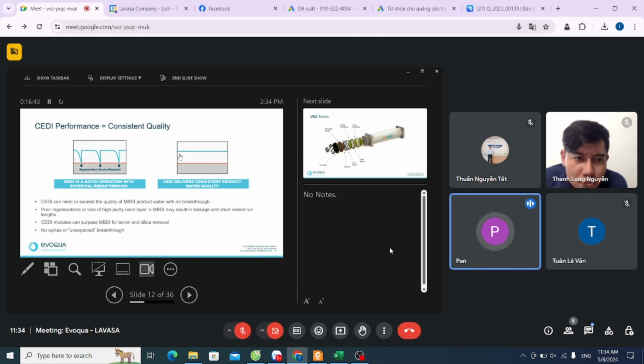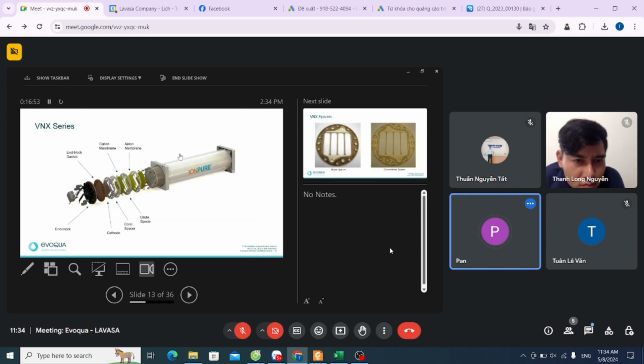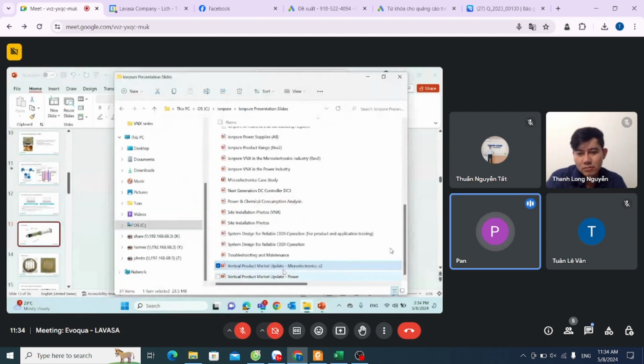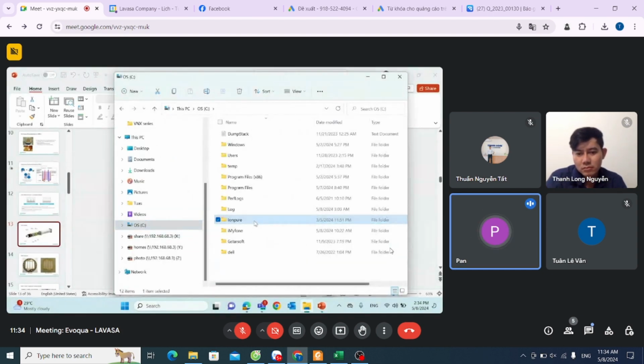Okay. But why are we so special? Because we have the high end one. That's because in the module we use the high end resin. So this is the breakdown of how it looks like. I'll show you more pictures of how the EDI looks like on the inside.